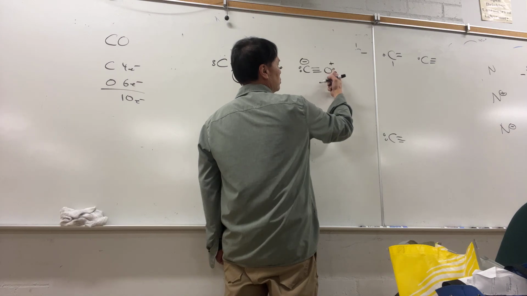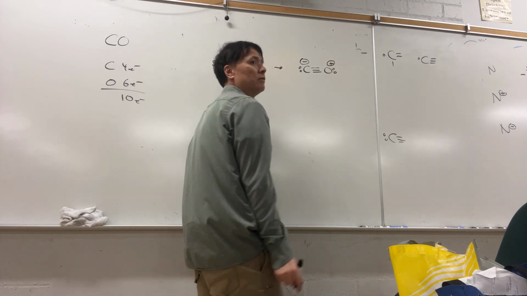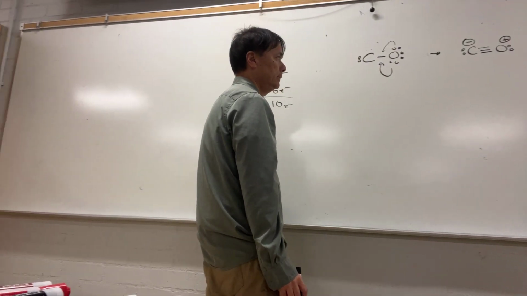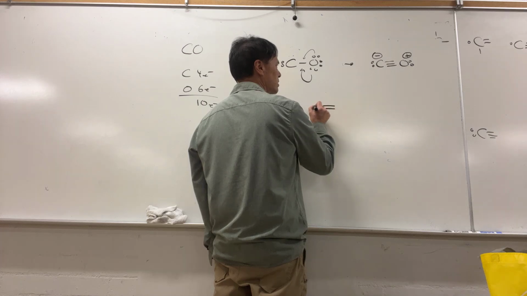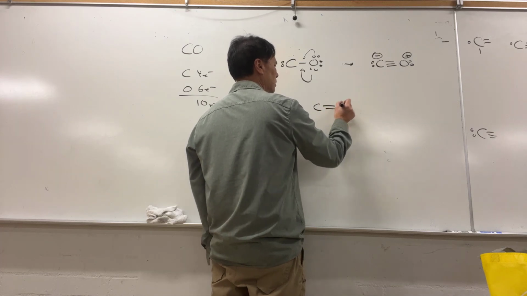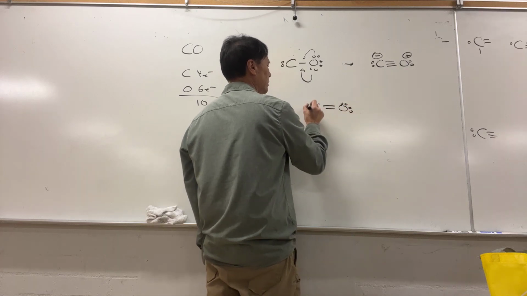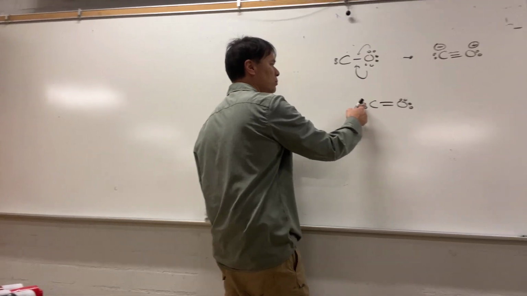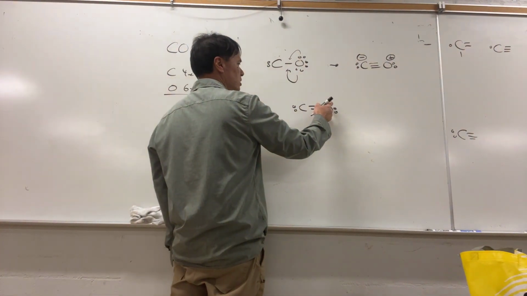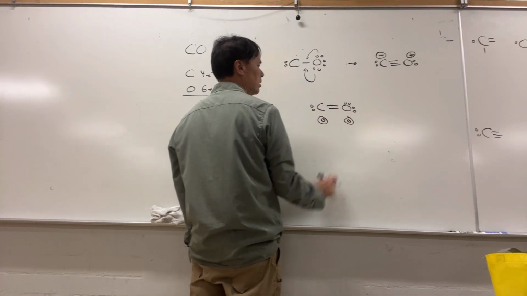Carbon has 1, 2, 3, 4. Oxygen has 1, 2, 3, 4, 5, 6. So the formal charges are 0 and 0. But the problem is carbon doesn't have an octet. And so what's more important? Carbon having an octet, but with this weird formal charge arrangement, or carbon not having an octet? It turns out this is not observed. This is observed. So the octet rule wins here, and so we end up with a weird formal charge.